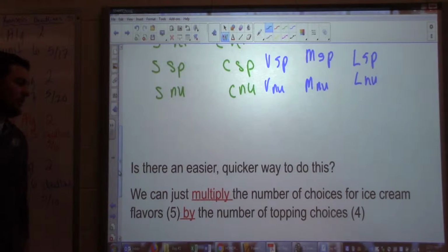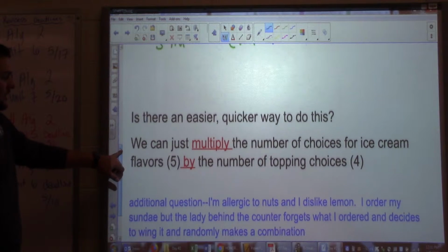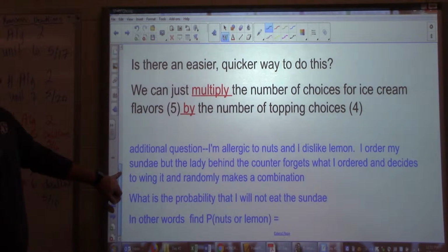Well, I heard someone say it. We just multiply the number of choices for ice cream by the number of toppings, and we get all the different combinations we could have. Right? If we took the 5 flavors by the 4 toppings, we would get 20 different combinations, right?